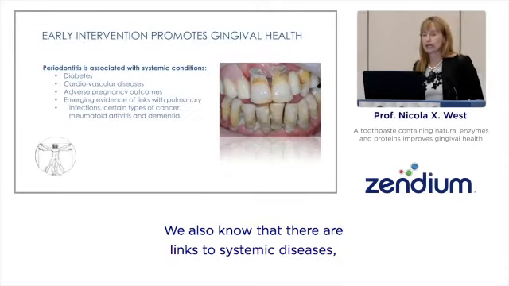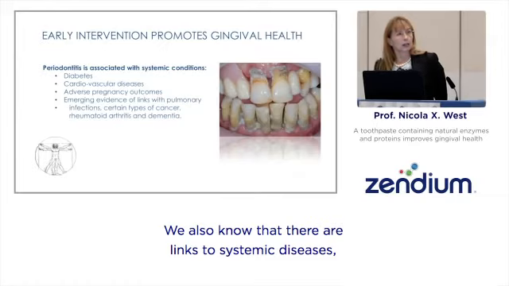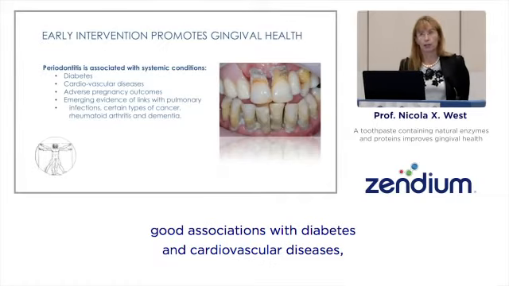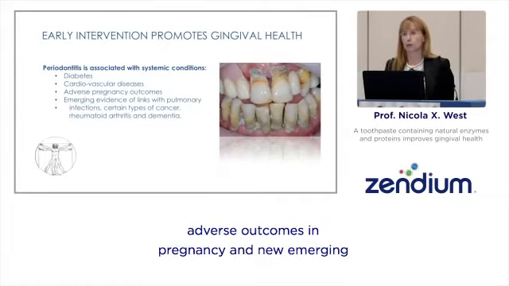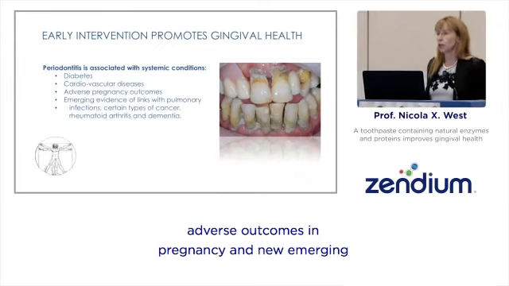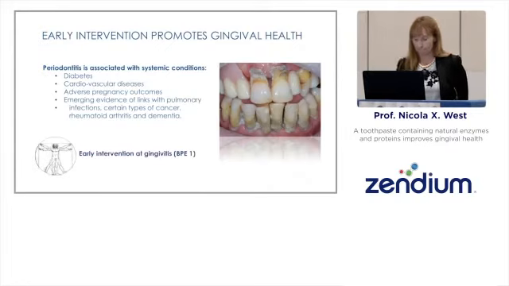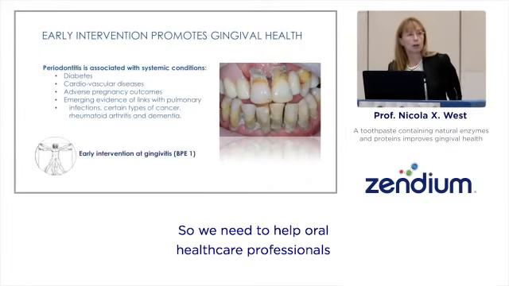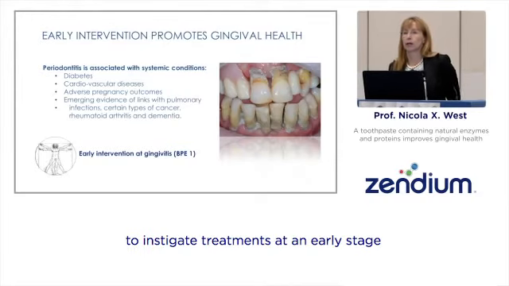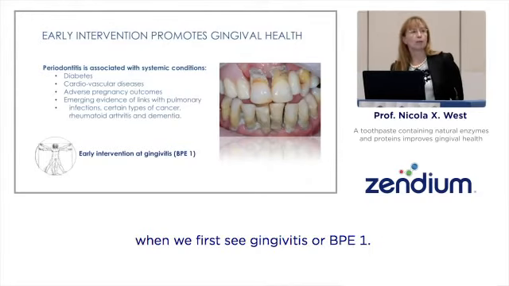We also know that there are links to systemic diseases, good associations with diabetes and cardiovascular diseases, adverse outcomes in pregnancy, and new emerging evidence with, for example, rheumatoid arthritis or dementia. So we need to help our oral healthcare professionals to instigate treatment at an early stage when we first see gingivitis or BPE 1.